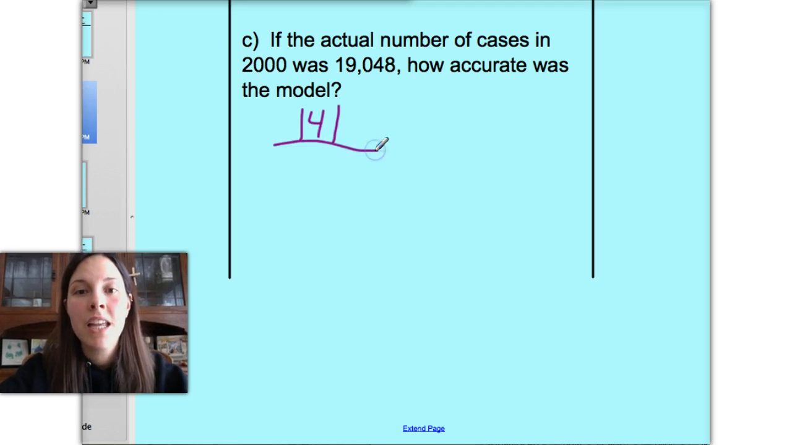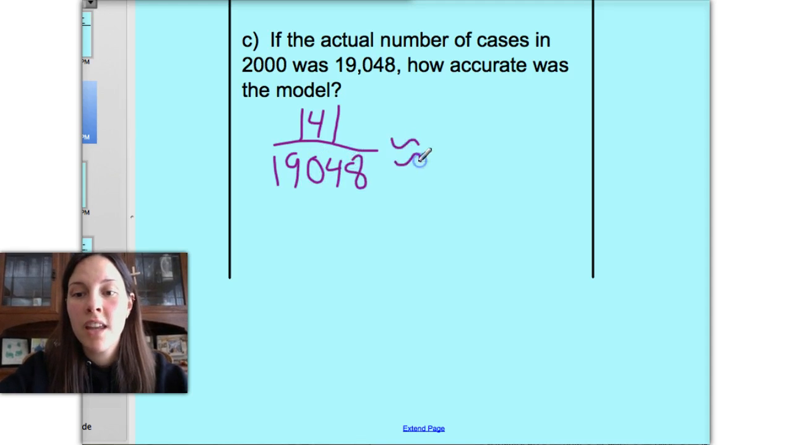Divided by the actual amount. So we're not going to divide by the amount that our model predicted. We're going to divide by how many cases there actually were, which was 19,048.